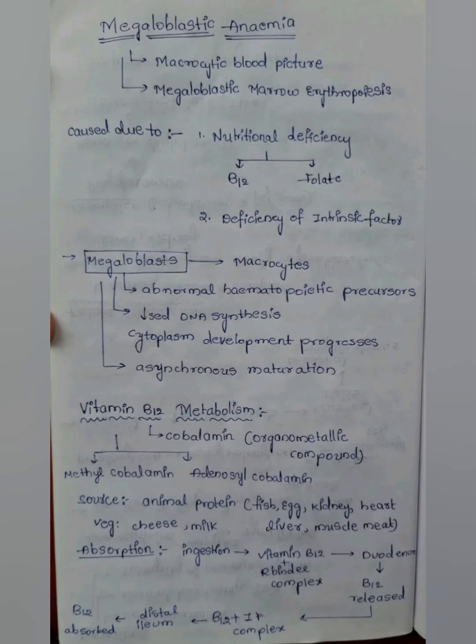In megaloblastic anemia we can see the macrocytic blood picture and megaloblastic marrow erythropoiesis, and it is caused due to the nutritional deficiency of B12 and folate, or deficiency of intrinsic factor. What are megaloblasts? These are macrocytes and abnormal hematopoietic precursors. They are formed due to decreased DNA synthesis while cytoplasm development progresses. There is an asynchronous maturation.